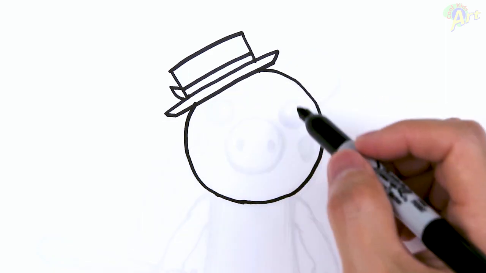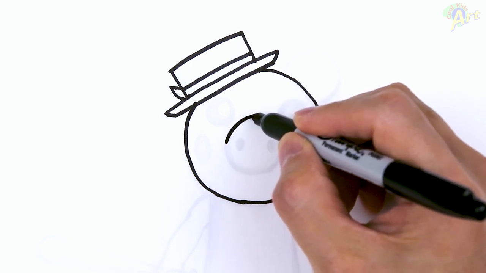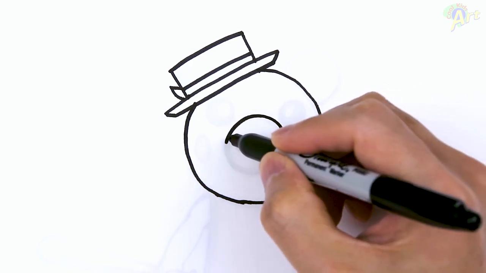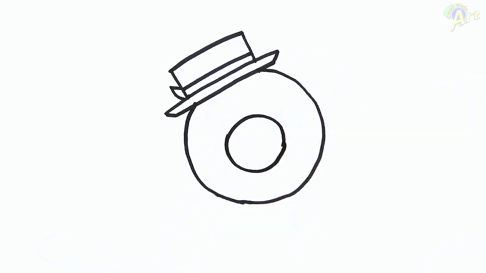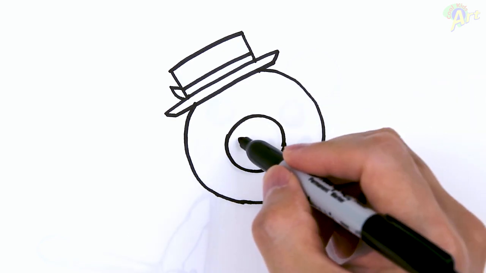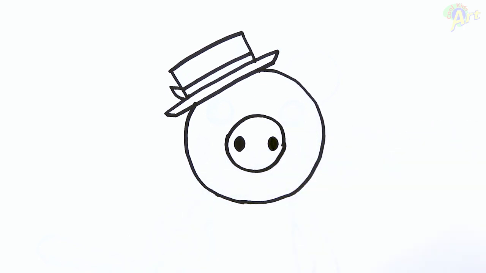Okay, and then right after this circle, right in the middle of this circle, I draw in the snout, so we're just gonna draw in another circle. And then for the nostrils, just come out to the side. Just draw two little egg shapes.